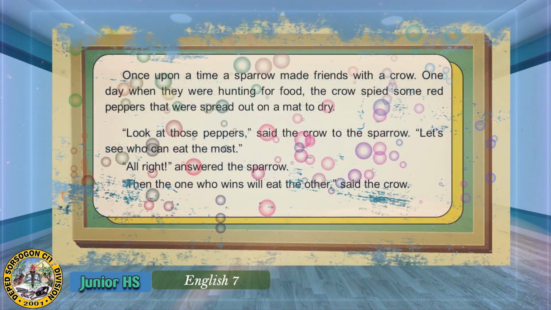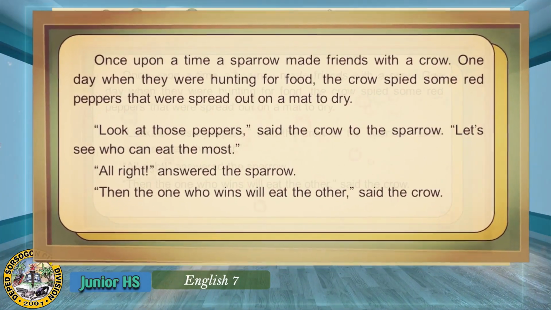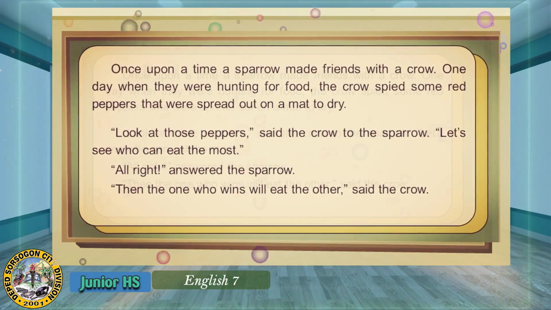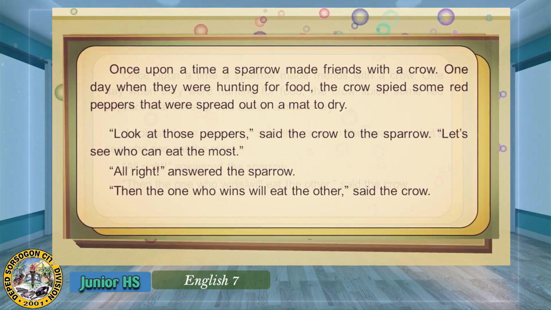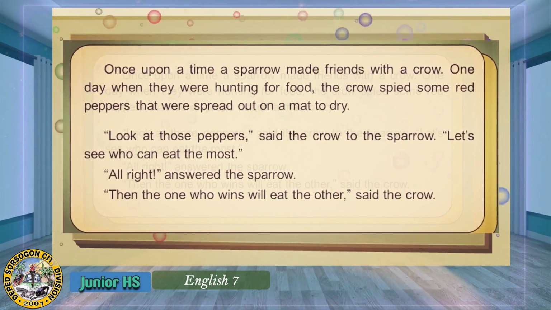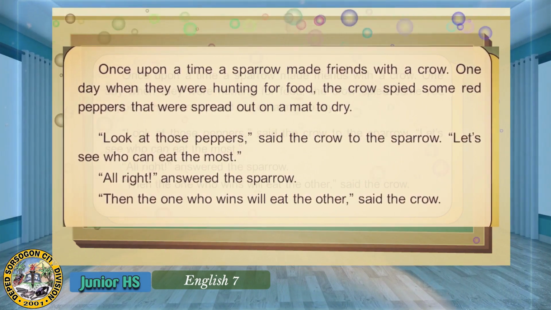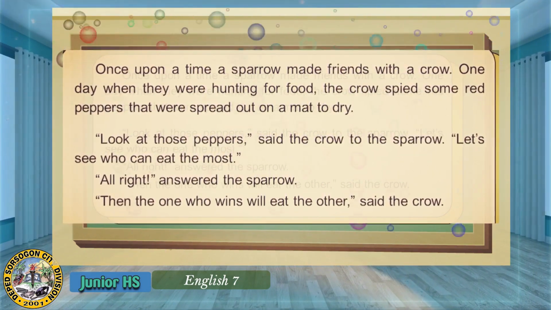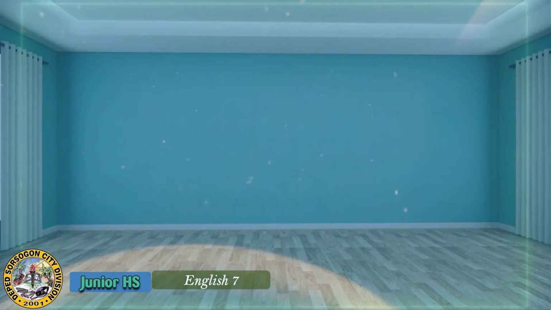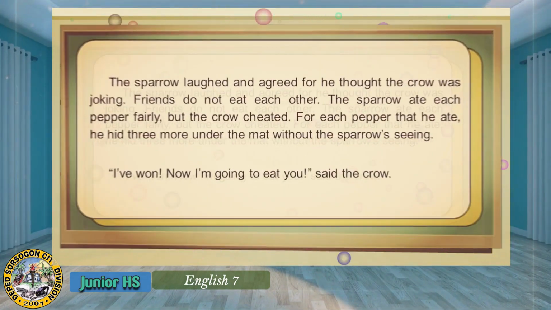Once upon a time, a sparrow made friends with a crow. One day, when they were hunting for food, the crow spied some red peppers that were spread out on a mat to dry. "Look at those peppers," said the crow to the sparrow. "Let's see who can eat the most." "All right," answered the sparrow. "Then the one who wins will eat the other," said the crow. The sparrow laughed and agreed, for he thought the crow was joking.